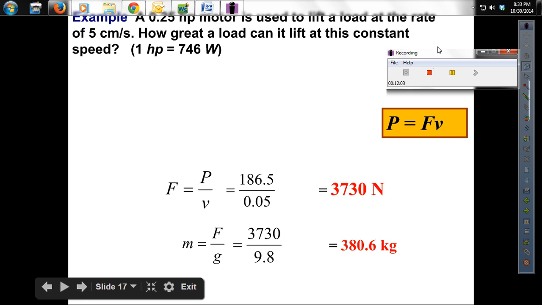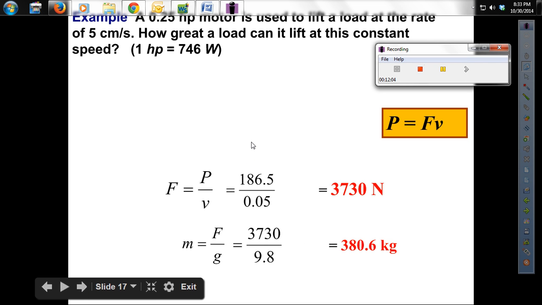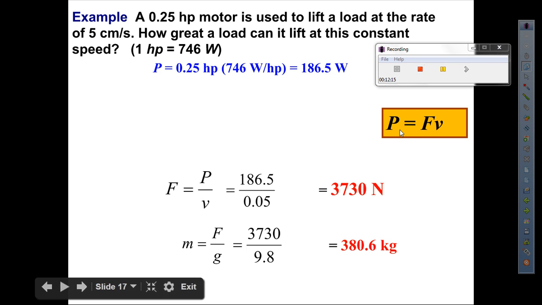I believe that we have an example problem. A 0.25 horsepower motor is used to lift the load at the rate of 5 centimeters per second. How great a load can it lift at this constant speed? Well, here's a new equation. Power is force times velocity.